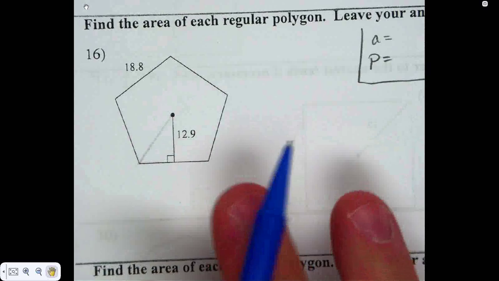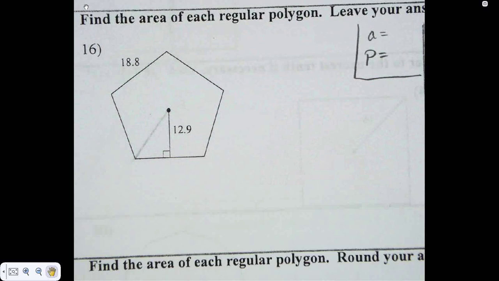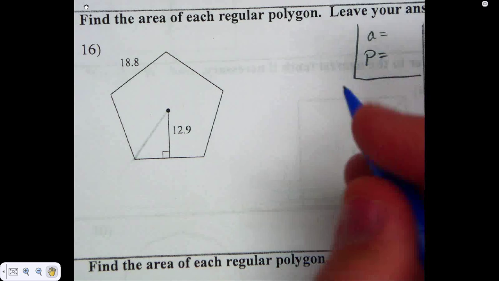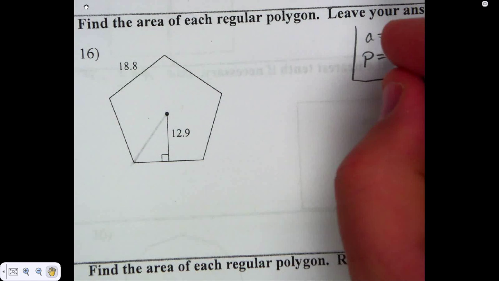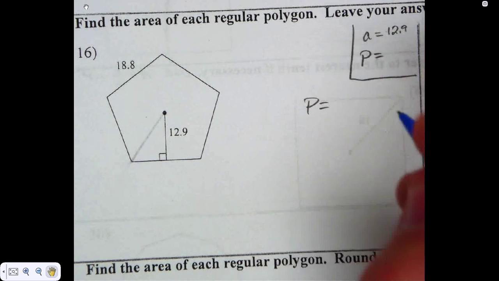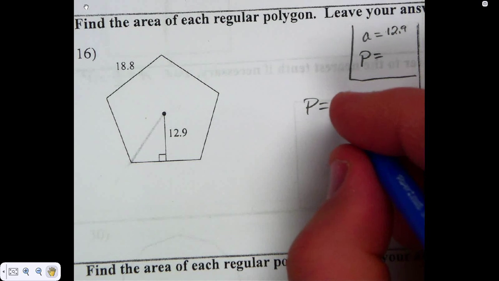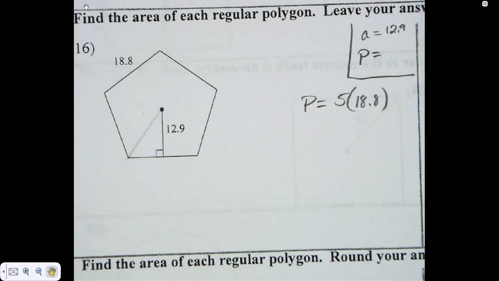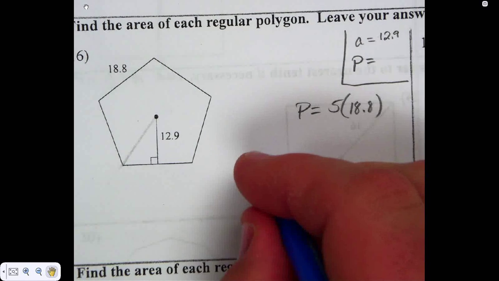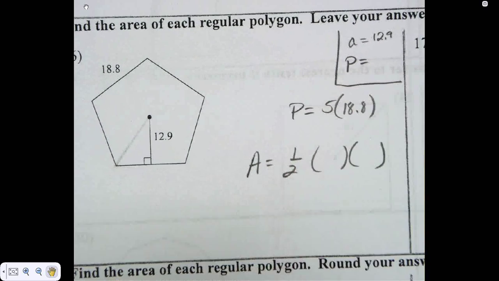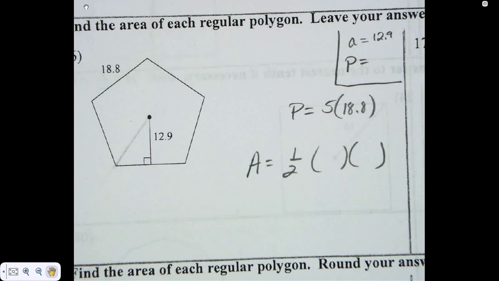This is a mistake. No, it didn't. They gave us the apothem, which is 12.9. The perimeter is going to be 5 times 18.8. And then you just put it into the formula: put your apothem there, you put your perimeter right there. Everyone agree? You guys can do the rest of that, can't you?